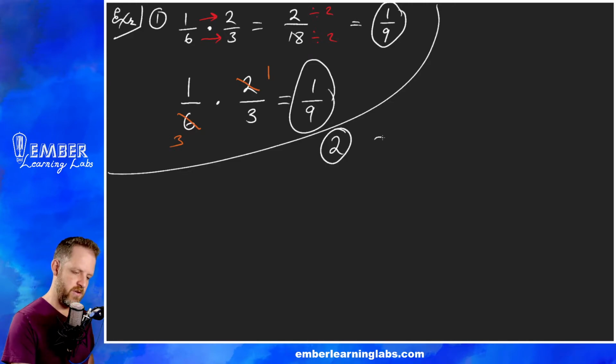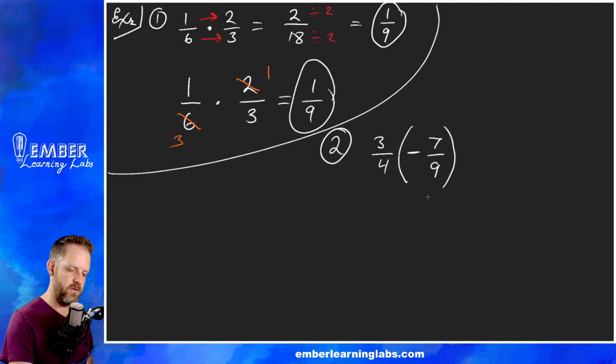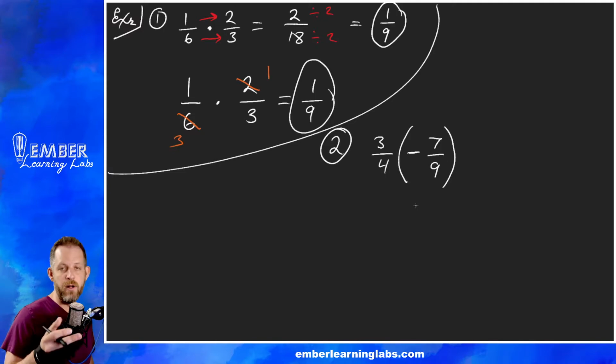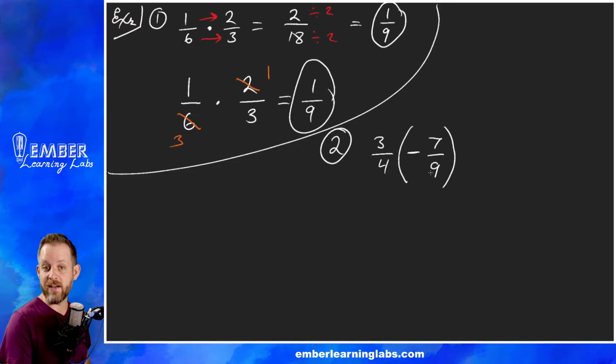3/4 times negative 7/9. Now, we multiply positives and negatives. All the rules that apply to integers still apply to rational numbers. So if we're multiplying numbers with different signs, then our answer comes out negative. So we're ultimately going to get a negative.